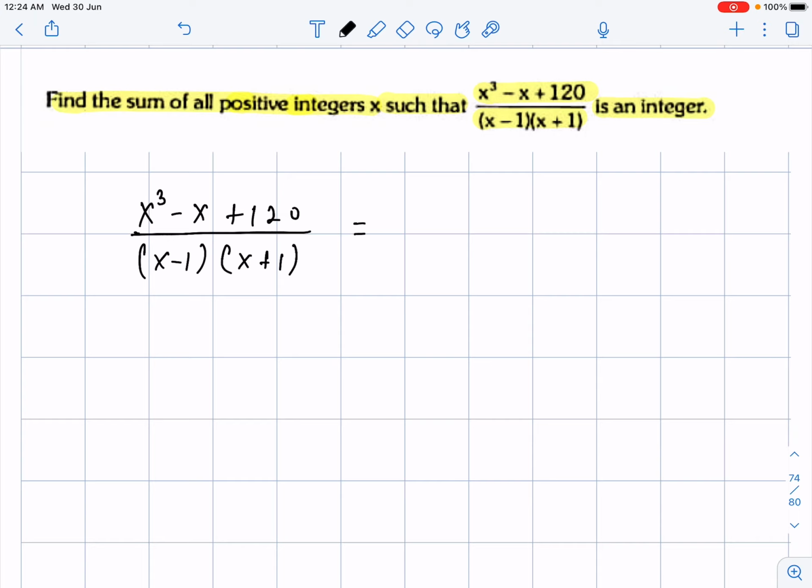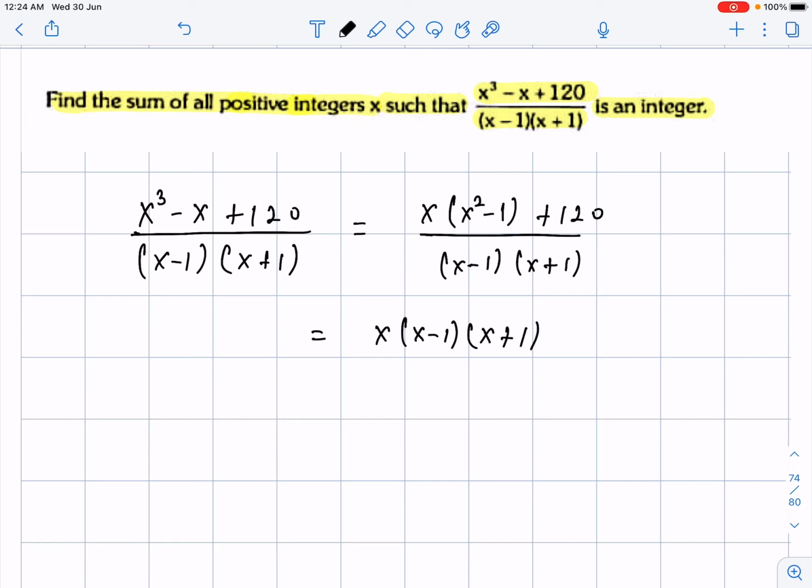So what will be written over here in the numerator? I'll be going to take x as the common from first two things. It will become x into (x square minus 1) plus 120 divided by (x minus 1) times (x plus 1). Now I'll be going to separate the numerator: x into (x minus 1) into (x plus 1) divided by (x minus 1) into (x plus 1), plus 120 divided by x square minus 1.